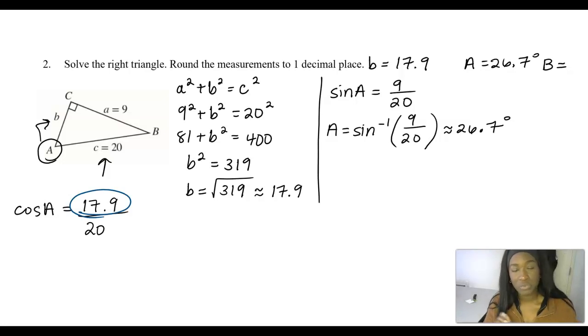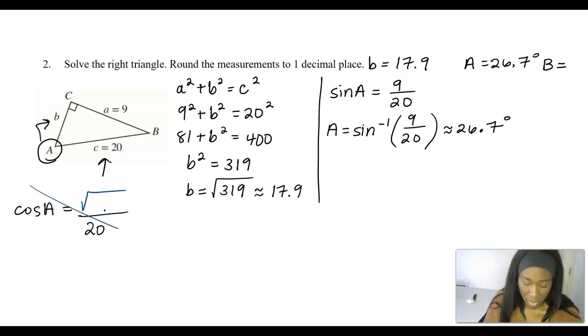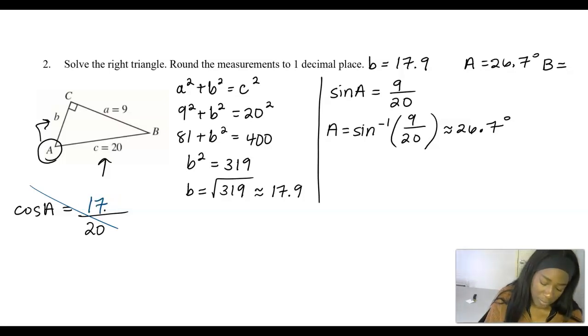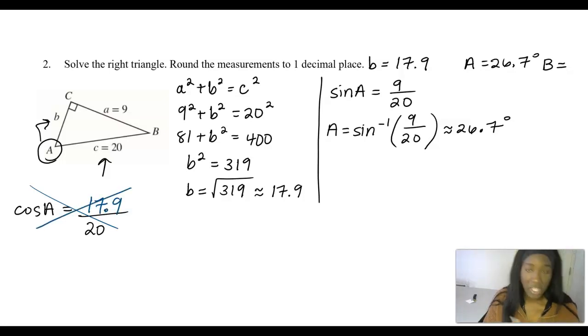We don't want to use rounded answers to find more answers that we're going to round. So if you were going to use cosine there, make sure that you go back and put in the exact value of the adjacent side, the square root of 319, before we approximated it. Do not use an approximation to find another answer. That's how you end up with rounding errors.